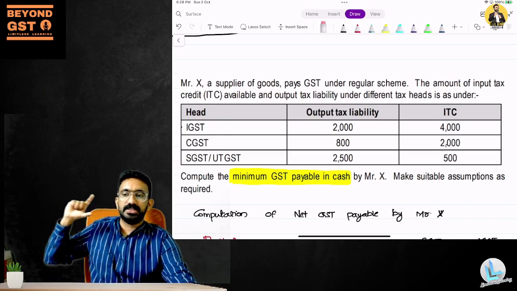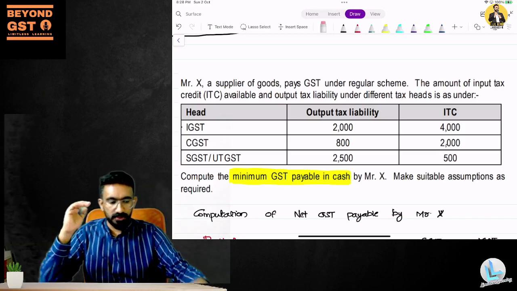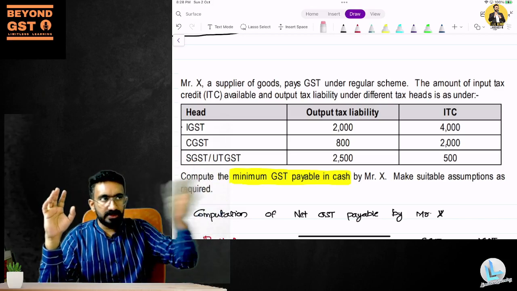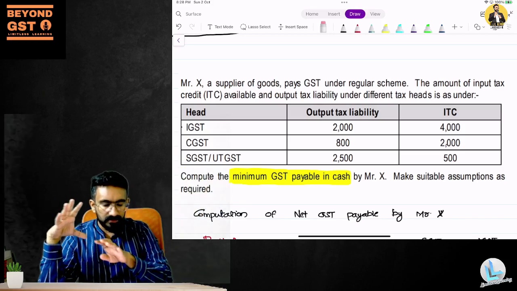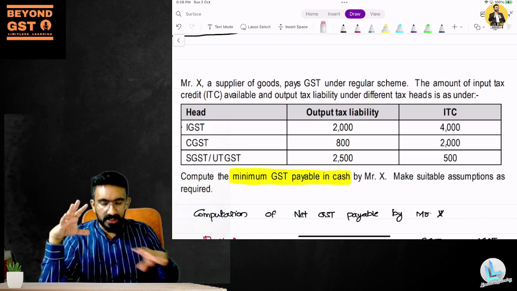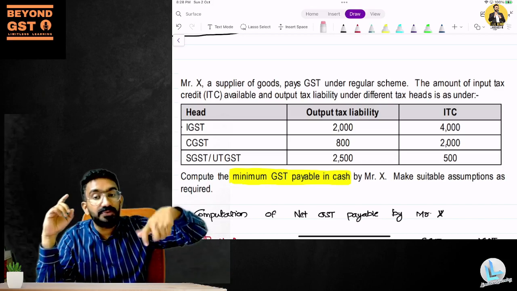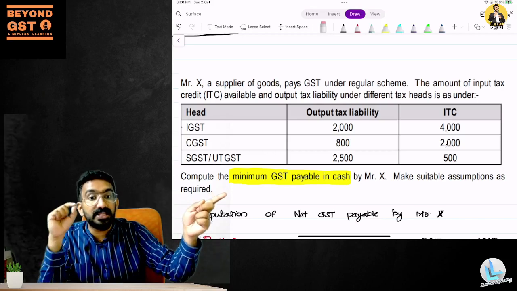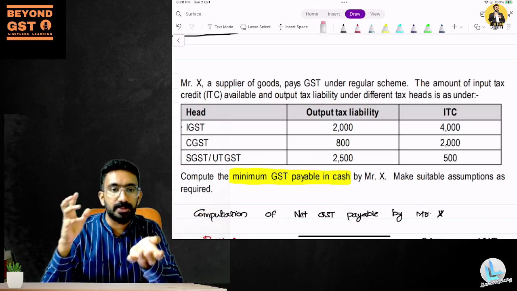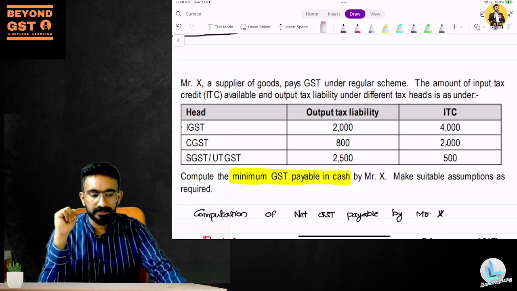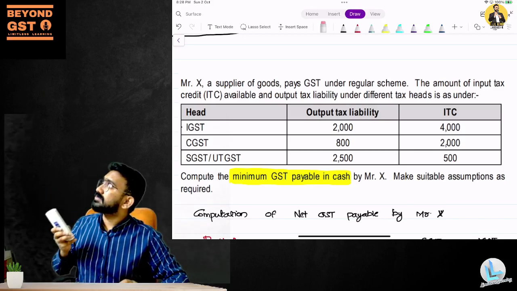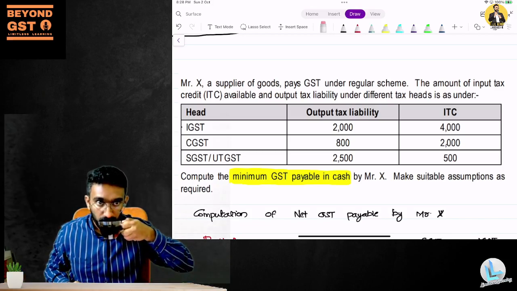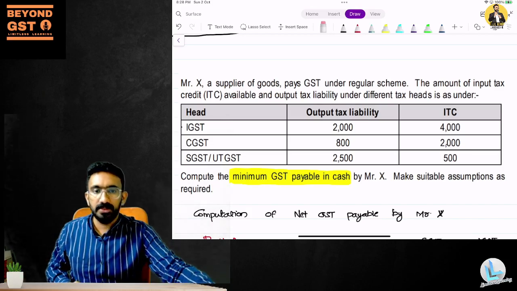So finish that net GST computation part alone, which will be particulars CGST, SGST, IGST. First, output tax liability minus ITC of IGST minus ITC of CGST minus ITC of SGST. Then you get net. But what do you have to ensure? At the end of the day, you have to get the minimum GST liability payable in cash. The question states that it should be minimum liability. This is what I was trying to tell you. Tell me what is the minimum liability in here?